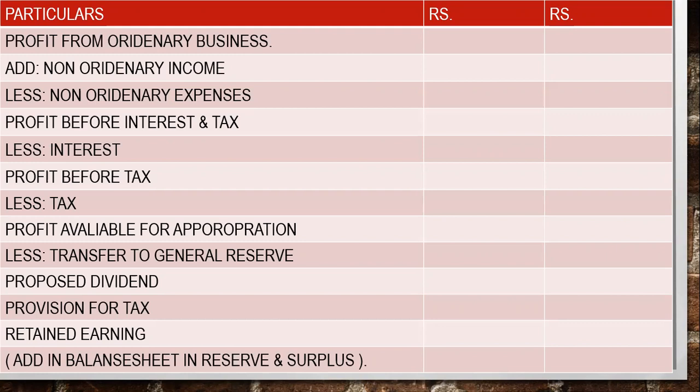Okay, so from the profit available for appropriation you deduct this, and you will get your retained earnings. Clear? This retained earning is your net profit. You can add it in the balance sheet under reserve and surplus. Clear everyone? Has the format been clear? Yes.